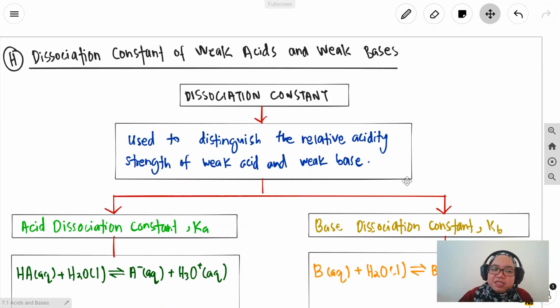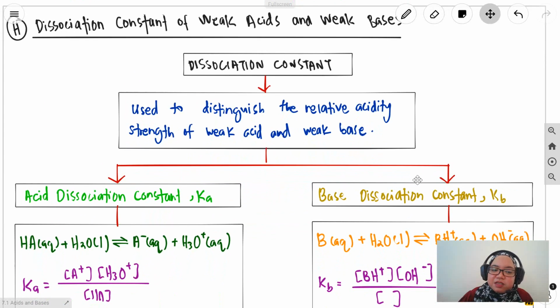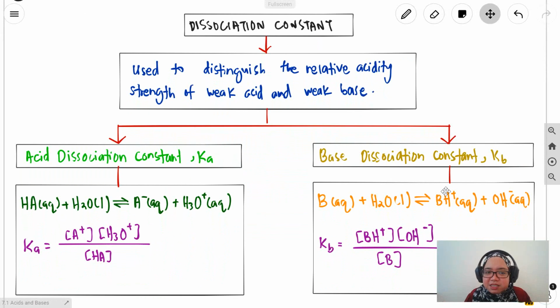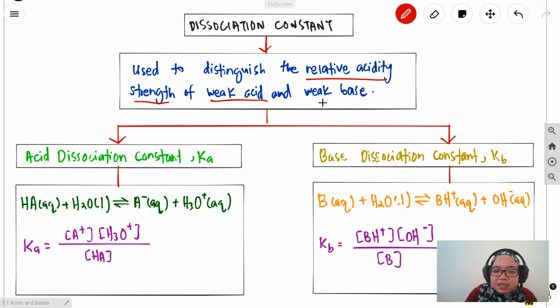So the first thing that we are going to learn is about the dissociation constant of weak acids and weak bases. So first, what is the use of dissociation constant? It is used to distinguish the relative acidity strength of weak acid and weak base. Okay, so there are two different dissociation constants. The first one is the acid dissociation constant, which is Ka, and the second one is the base dissociation constant, which is Kb.